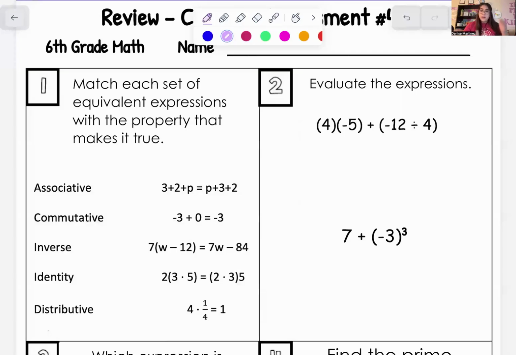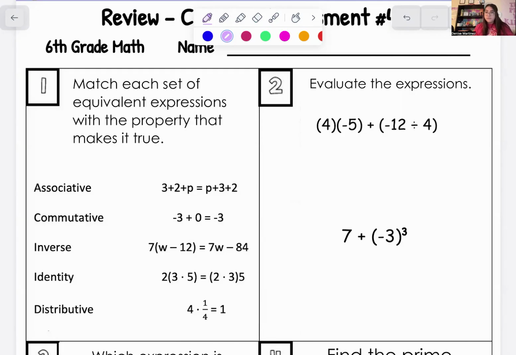All right, so today we're going to go ahead and go over our Unit 4 review that we did in class. Remember, this covers properties of operation, order of operations, expressions and equations, and prime factorization. So let's go ahead and get started with the first one. I want to match each set of equivalent expressions with the property that makes it true.